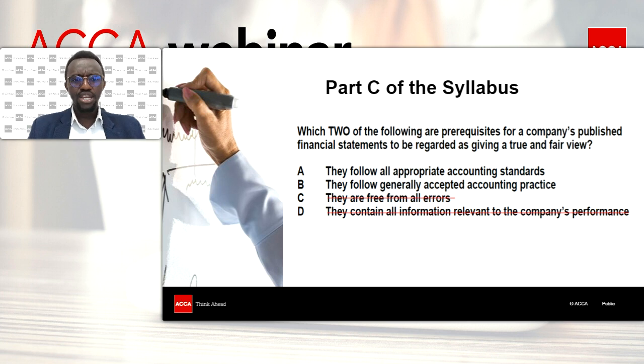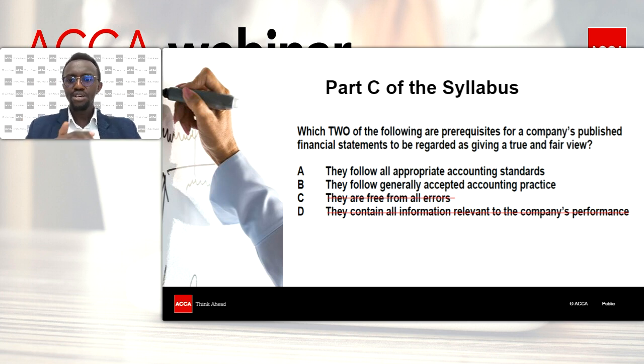Now, when I look at this choice, I see they follow all appropriate accounting standards, which is true. We use IASs. They follow generally accepted accounting practice, which is true. Now, when you say here they're free from all errors, that is not accurate. I'm very careful with wordings like all, every, everything, those kinds of wordings that capture holistically a certain thing. I'm very keen on that.